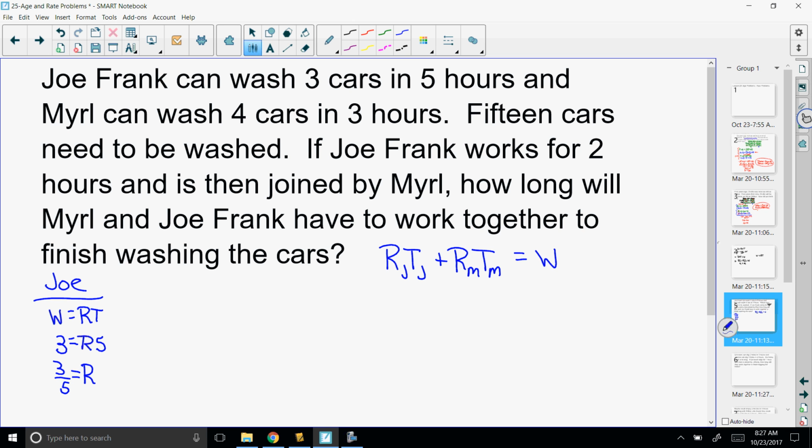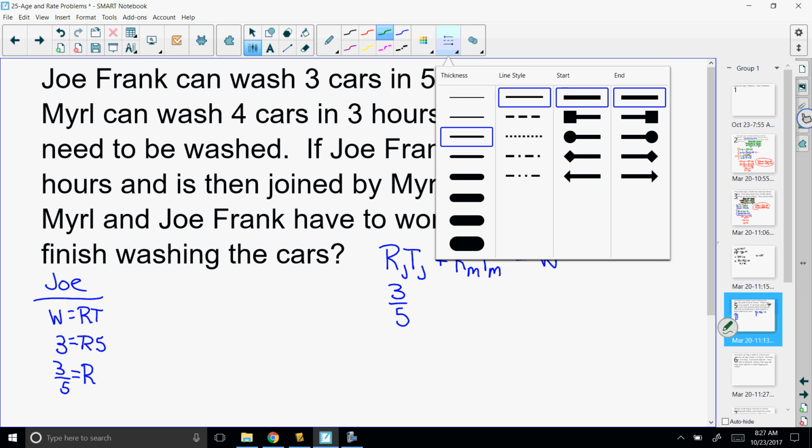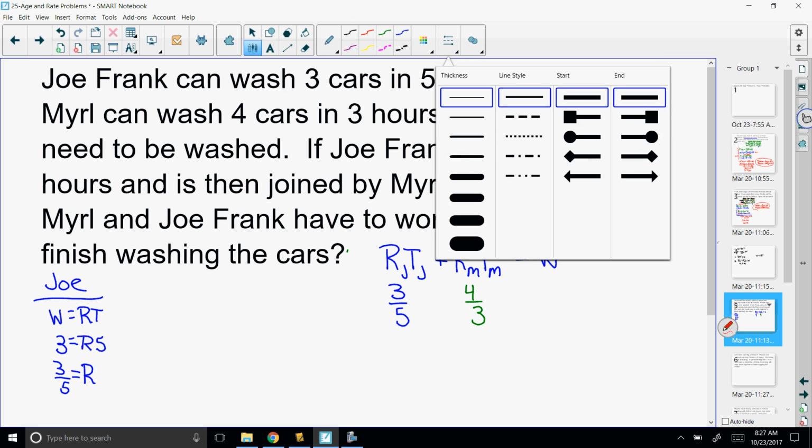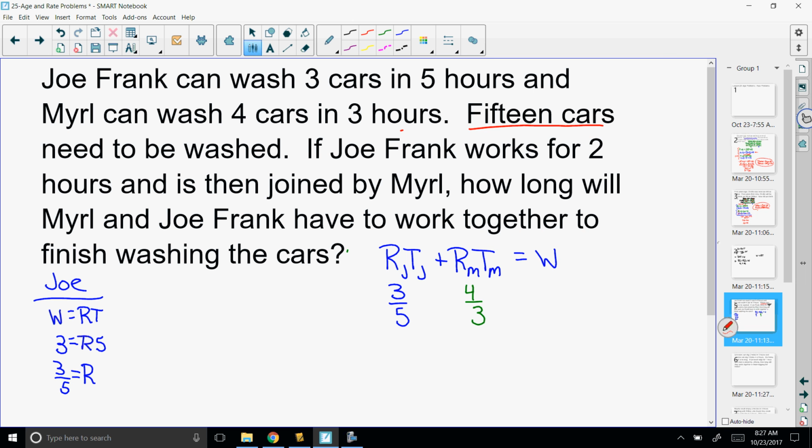So what I know is Joe's rate. Joe's rate is 3 cars in 5 hours. Along the same lines, can you tell me Merle's rate? 4/3. Because Merle can wash 4 cars in 3 hours. But I have this next part here that says these 15 cars need to be washed. What piece of information is that? The W. It's the total amount of work that the 2 of them need to get done.